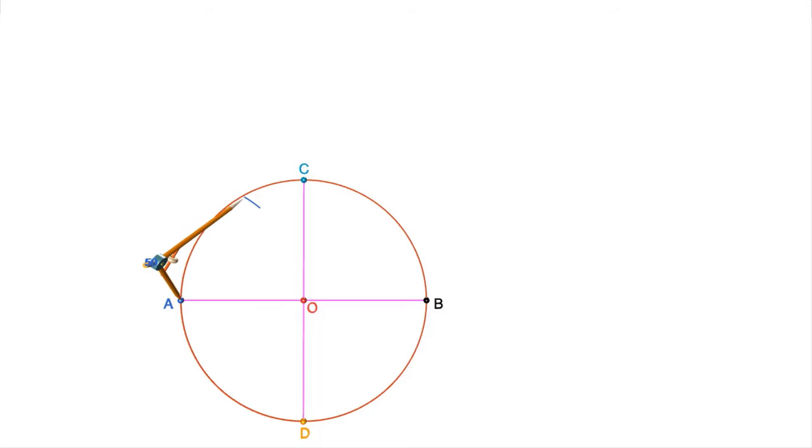Now taking A as a center and 6 cm as the radius, that means radius of the original circle, draw 2 arcs to cut the circle at points E and F. Again taking D as the center, draw 2 more arcs cutting the original circle at points G and H. For all these arcs, the radius should be 6 cm, that means radius of the original circle. So taking B as the center, we get 2 points I and J. Again taking C as the center, draw 2 more arcs cutting the original circle at points K and L.